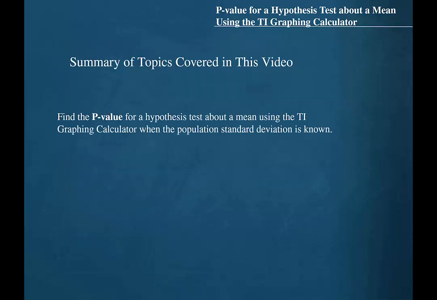In this video, we learned how to find the p-value for a hypothesis test about a mean using the TI graphing calculator when the population standard deviation is known.